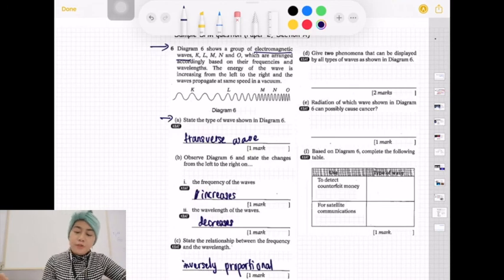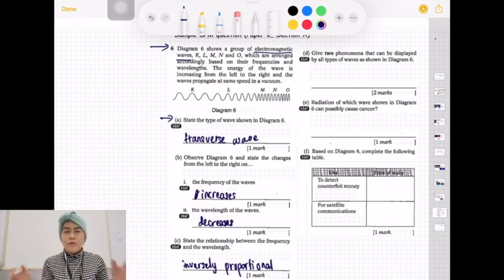Question D, give two phenomena that can be displayed by all types of waves shown in diagram 6. So they are all waves. All of the phenomena that waves experience, the electromagnetic spectrum can experience. Examples of your answer should be all of the phenomena that you have learned in the SPM syllabus, which is reflection, refraction, diffraction, interference, superposition. So 2 out of these 5 will be accepted.